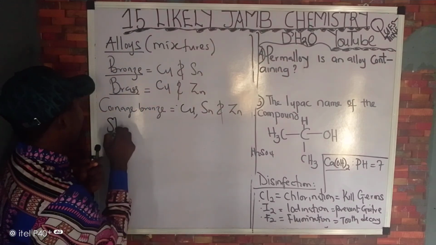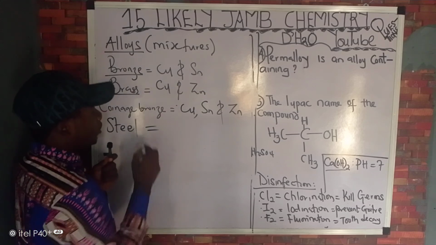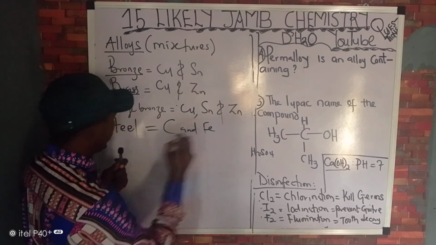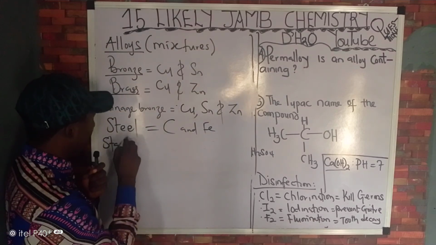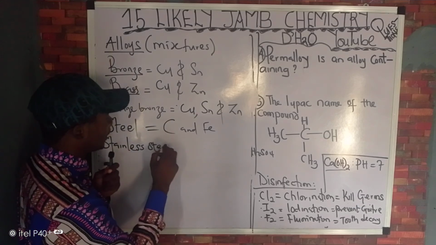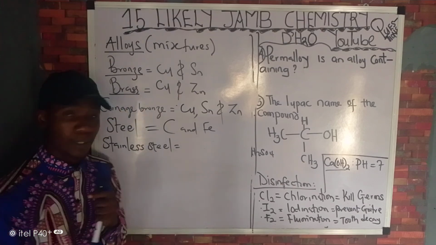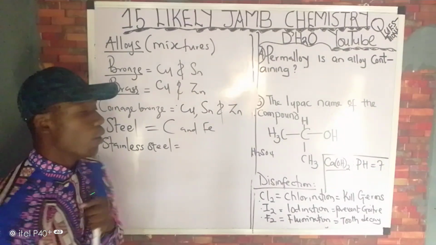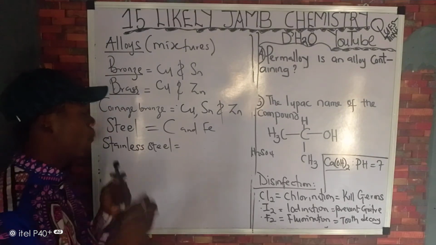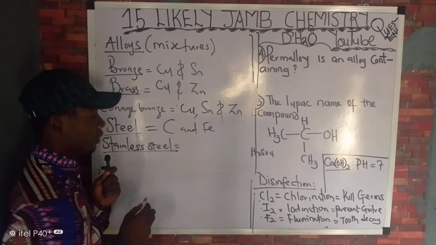Okay, we have what we call steel. Steel or ordinary steel contains what? Contains your carbon and your what? Your iron. There's what we call stainless steel. Please, I want you to take note of this. We have different types of steel. We have stainless steel, we have the ordinary steel, we have molybdenum steel, we have tungsten steel, but the most popular steel that we are aware of is the ordinary steel and the stainless steel.